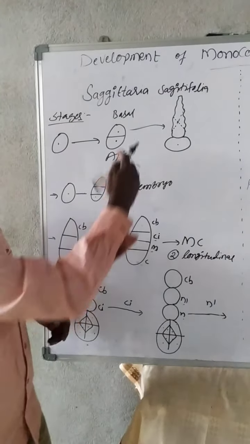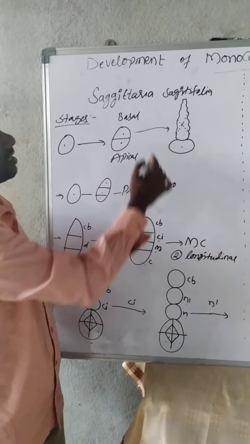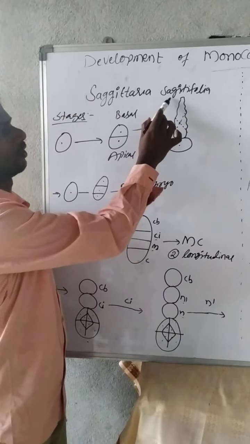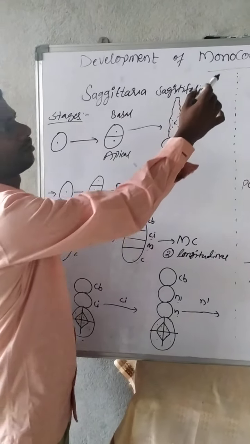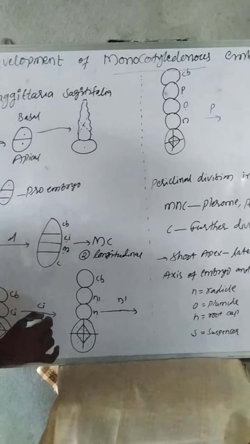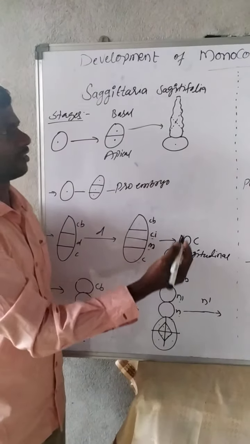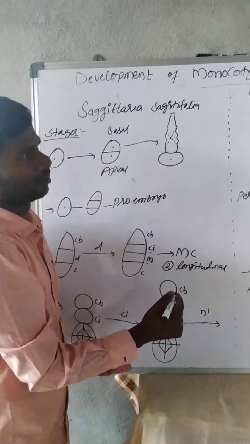So the development of the monocotyledon embryo is studied in the plant Sagittaria sagittifolia. Sagittaria sagittifolia is the normal or typical example for studying the development of the monocotyledon embryo. As usual, there are some steps followed in this development.